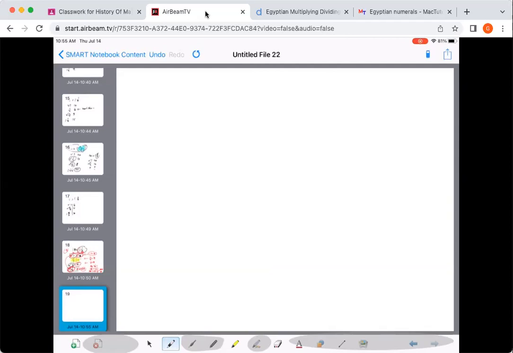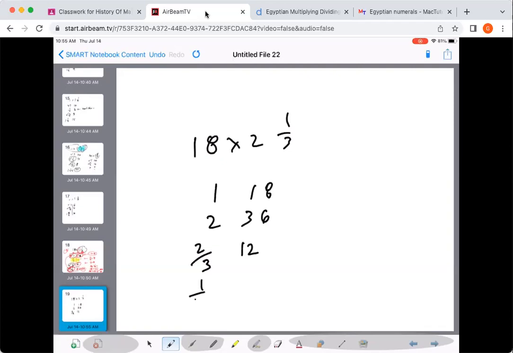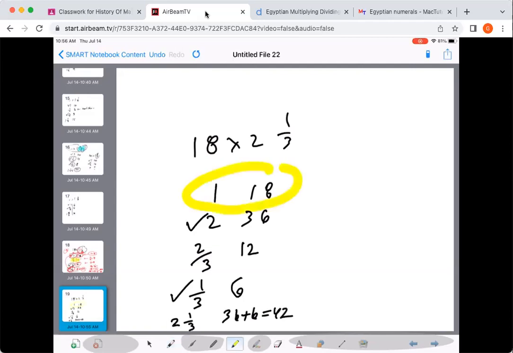So if it was 18 times 2 and 1/3, you always start with 1 and 18. But you would double it to get that. Then you would go down to 2/3 of 18 is 12, and then half of that. And then you would use the 2. So it would be 2 and 1/3: 36 plus 6. So that would be the work if it was 2 and 1/3. Your first row is definitely going to be 1 and 18, always. It's just where you go from there. Do you double it? Do you half it? In this case, we doubled it, but then we ended up taking 2/3 of it also.